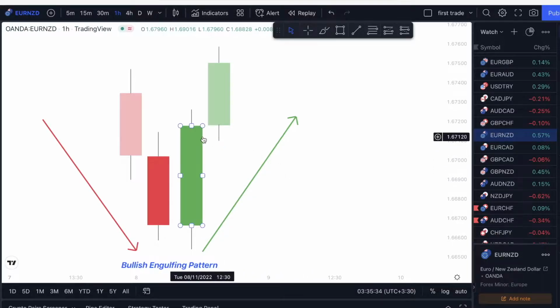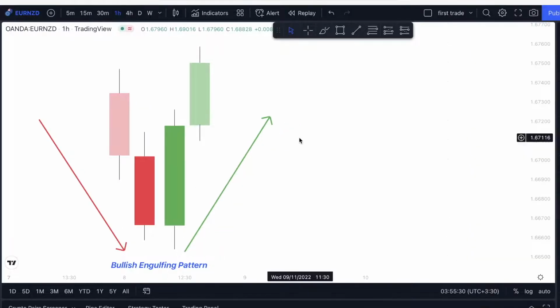The second candle, which is this one, the green one, covers the entire first candle, which is the red one. You can see this one, and we have more volatility on the second candle. As you can see, the second candle is bigger compared to the first candle. It covers a bigger part of the market, which means there was more volatility at that time in the market.